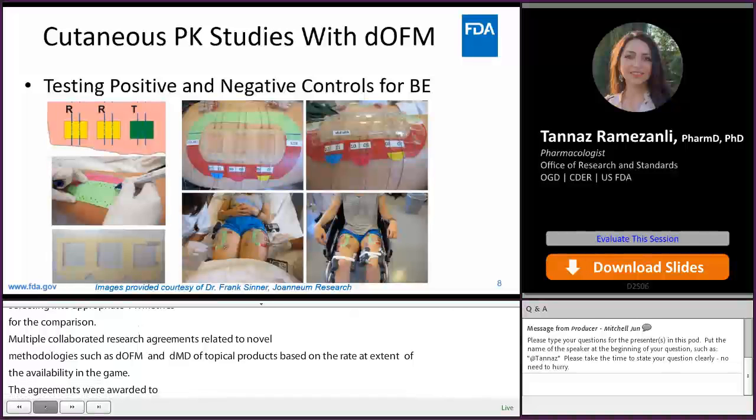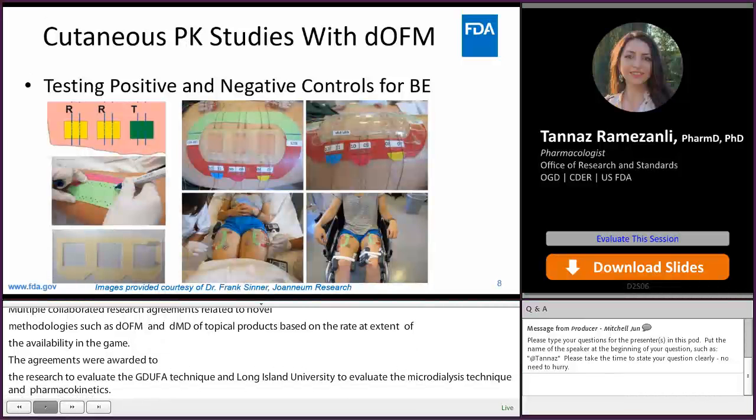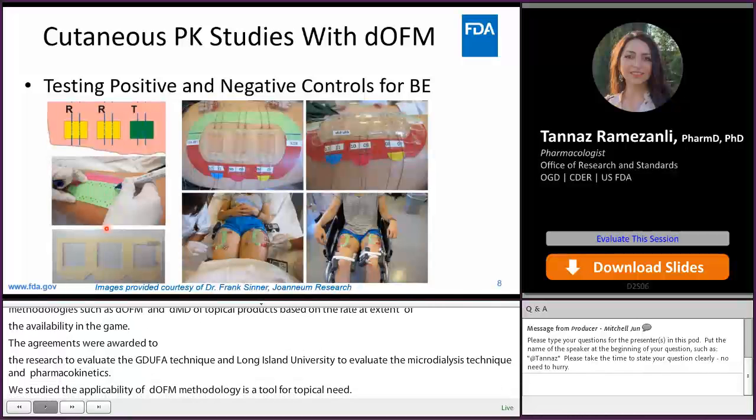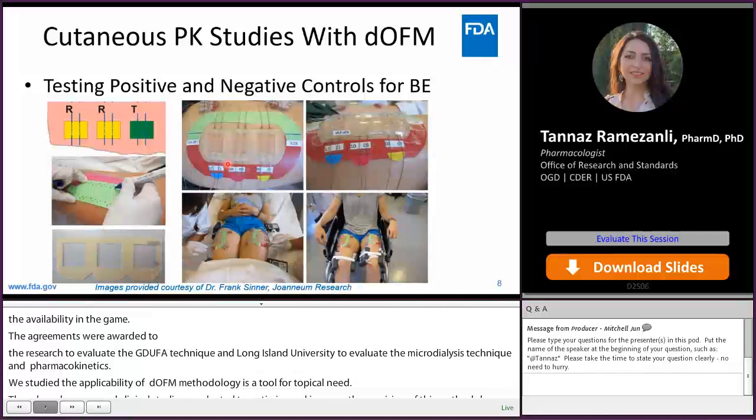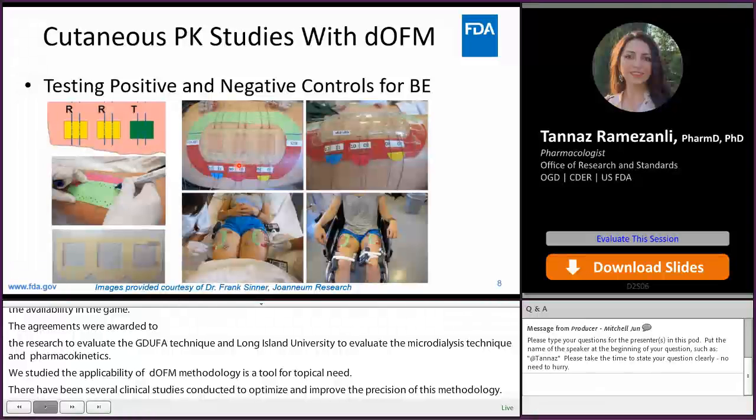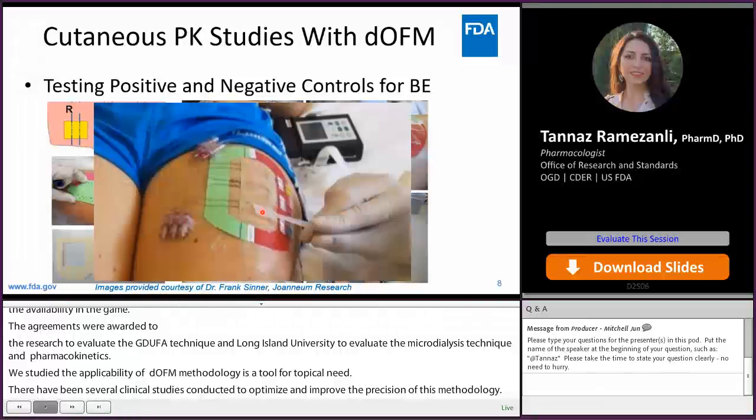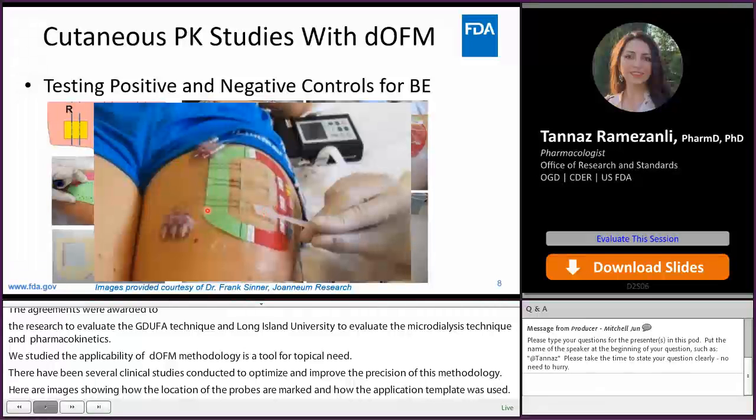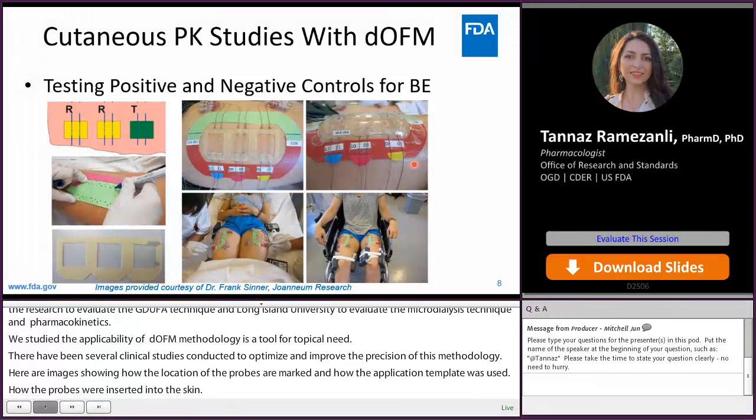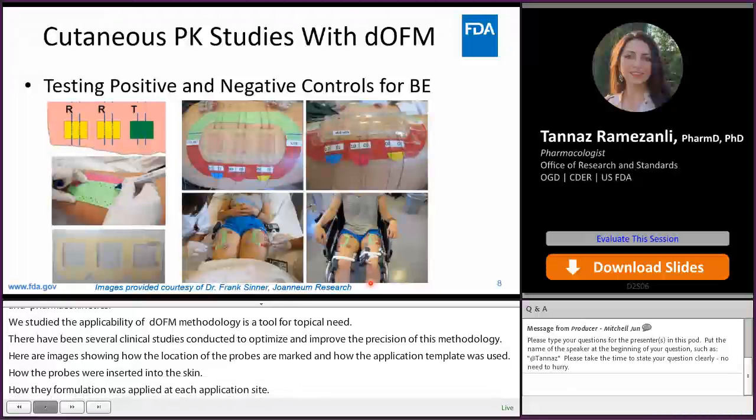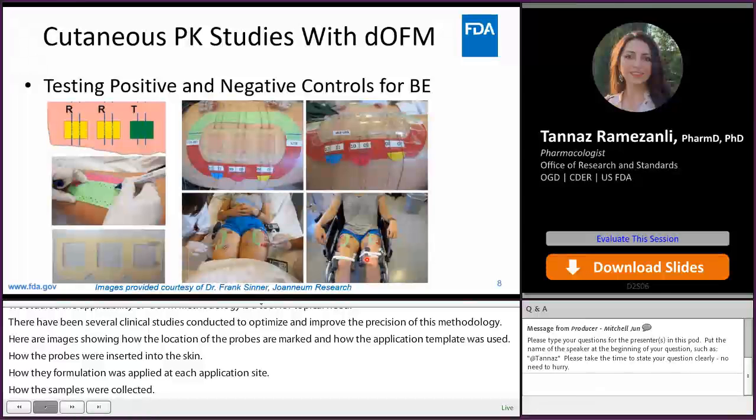At UNM Research, we studied the applicability of DOFM methodology as a tool for topical BE. There have been several clinical studies conducted to optimize and improve the precision of this methodology. Here are images showing how the location of the probes were marked on the skin, how the application template was used, how the probes were inserted into the skin, how the formulation was applied at each application site, how the samples were collected, how the application sites were controlled during the study, and how these small portable pumps were fixed to the subject and were used to perfuse the perfusate into DOFM probes.